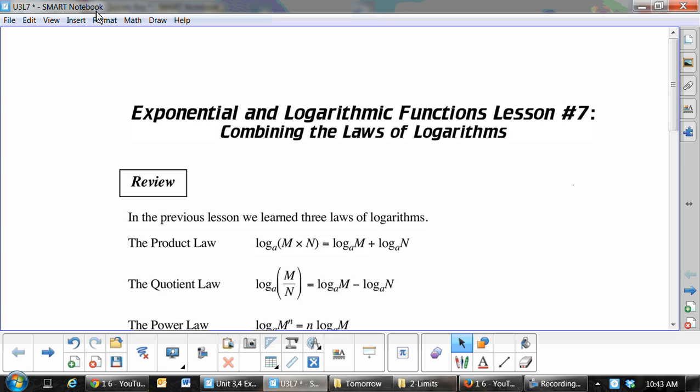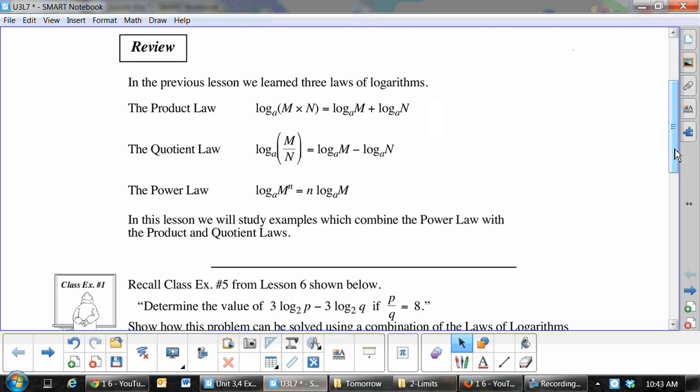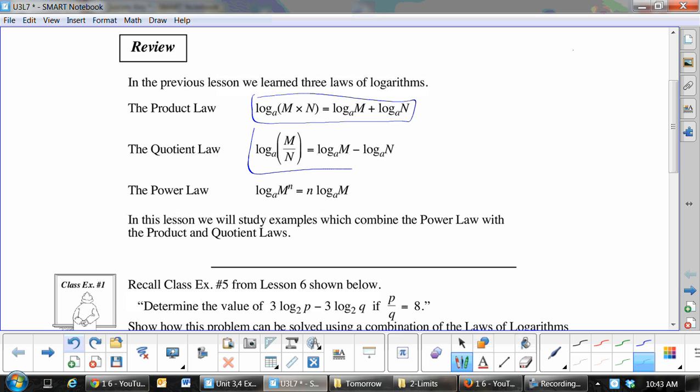So here are three things that we did last day. There was the product law. This is on your formula sheet. There is the quotient law, also on your formula sheet. And there's the power law, already on your formula sheet. Now, as a class, can we come up with anything else that we have learned, rules, laws, anything else? We got lots of room here. Let's write them all down.